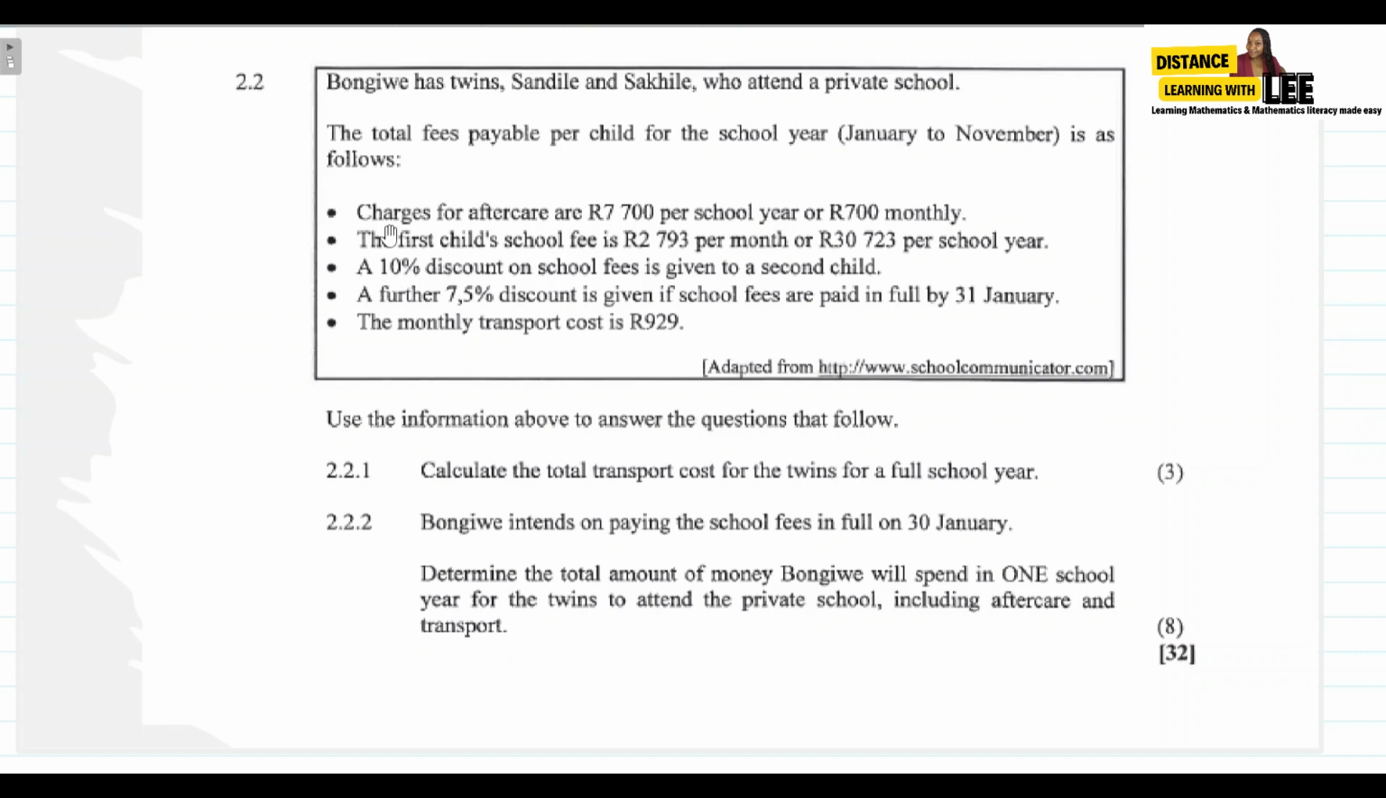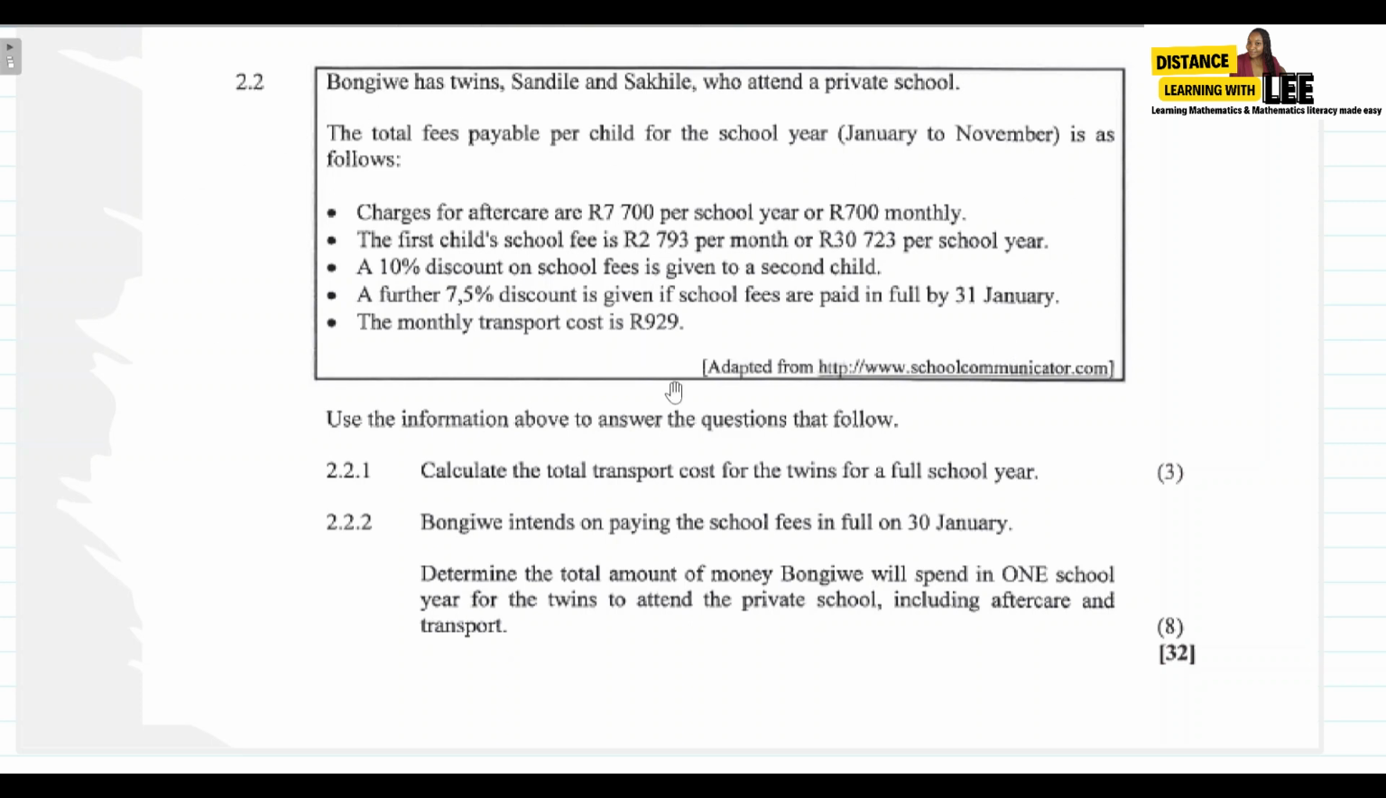Mrs. Bongiwe pays charges for aftercare, and there are 7,700 per school year, or you can just say 700 monthly. The first child's school fees is 2,793 per month, or when you calculate it per school year, it is 30,723. She is given a 10% discount on school fees for her second child. A further 7.5% discount is given if the school fees is paid in full by the 31st of January. And the monthly transport cost is 929.